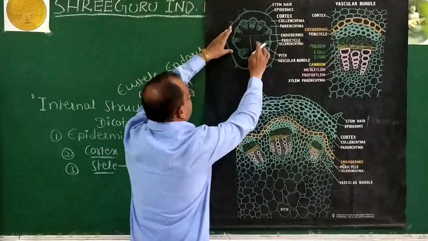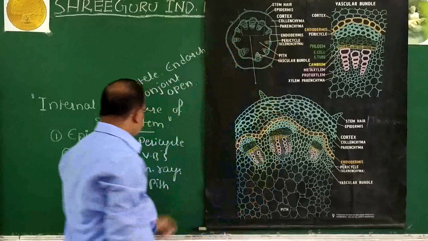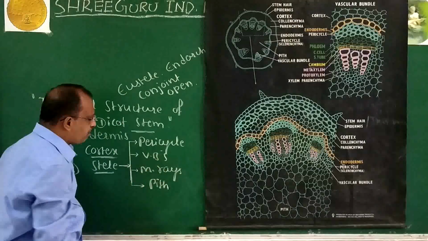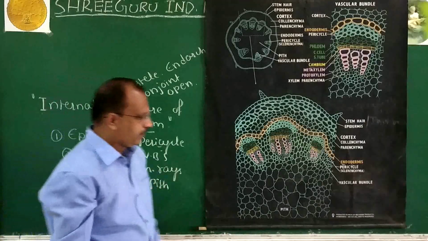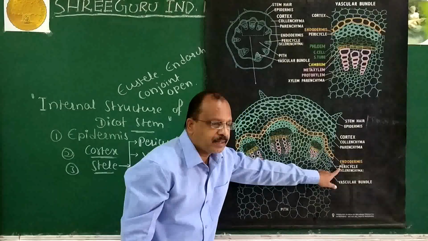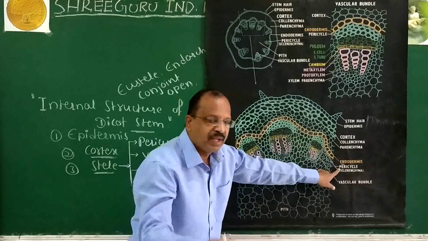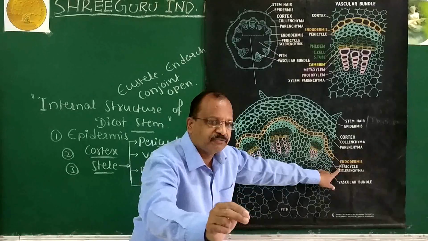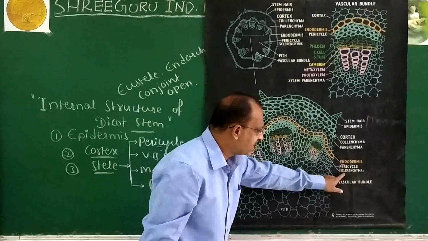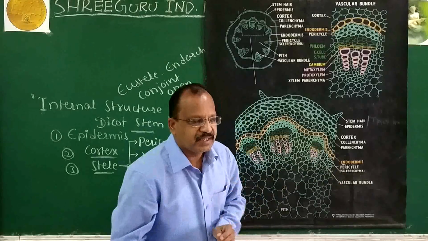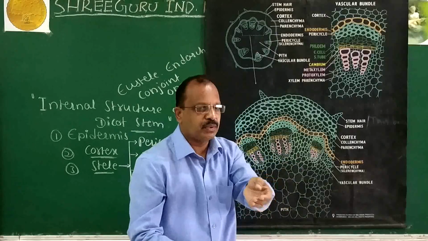All the tissue which is present within the endodermis is called as stele. It includes pericycle, vascular bundles, medullary ray, and pith. Now look over pericycle. Pericycle is the outermost layer of stele. It is composed of both parenchyma and sclerenchyma. Sclerenchyma is present in the form of semi-lunar patches immediately outside the vascular bundles.